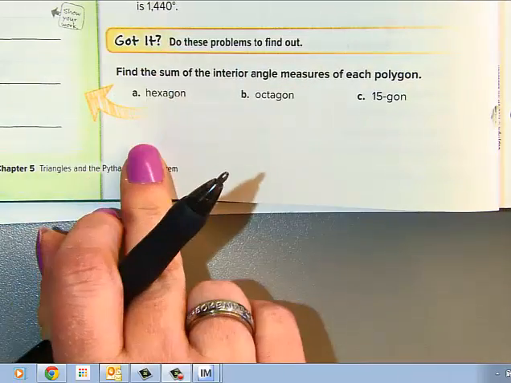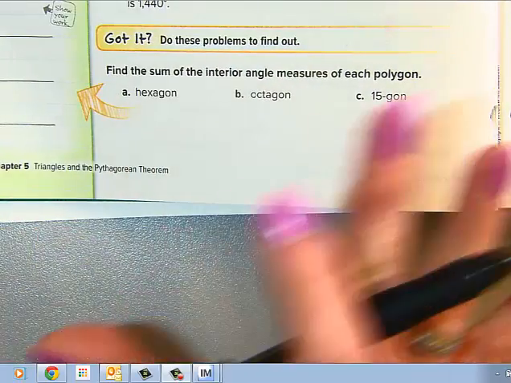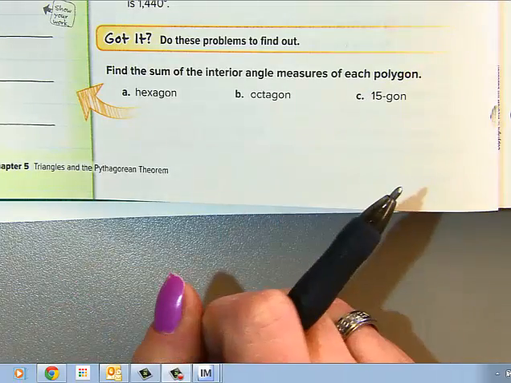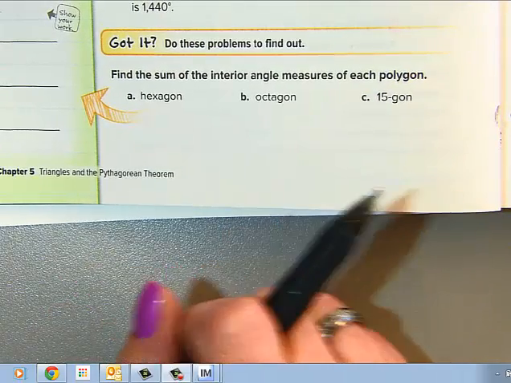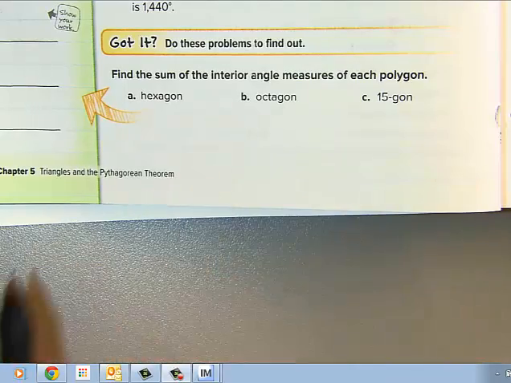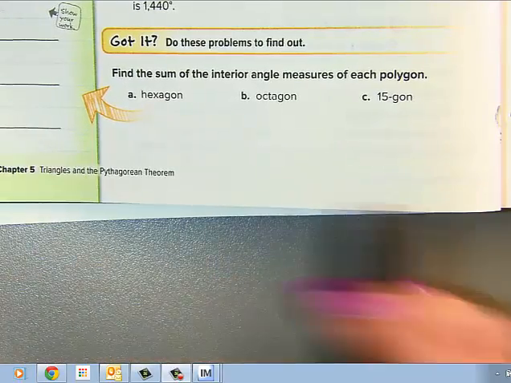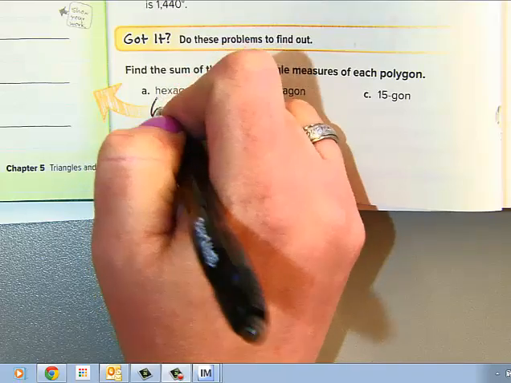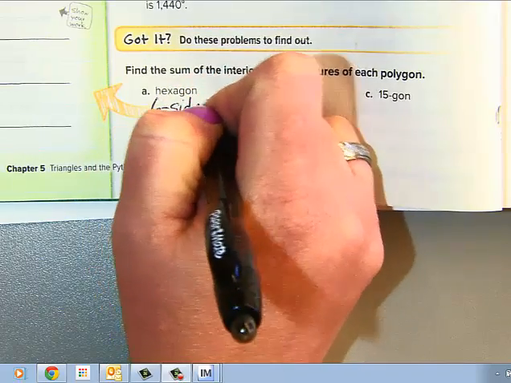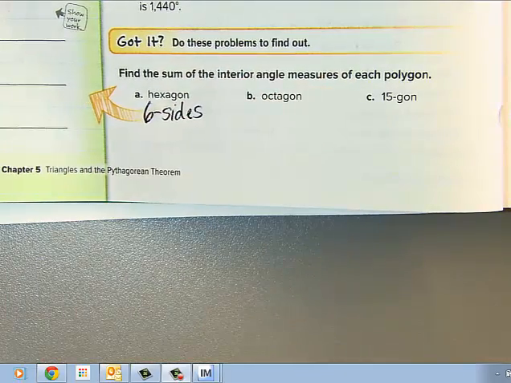Let's look at a hexagon. Well, if you don't know what these shapes are, then you probably need to go look them up somewhere, because you're going to need to know them for tomorrow's project. You're going to need to know them for future reference whenever we're talking about polygons. But a hexagon is a 6-sided figure. So I know that a hexagon has 6 sides.